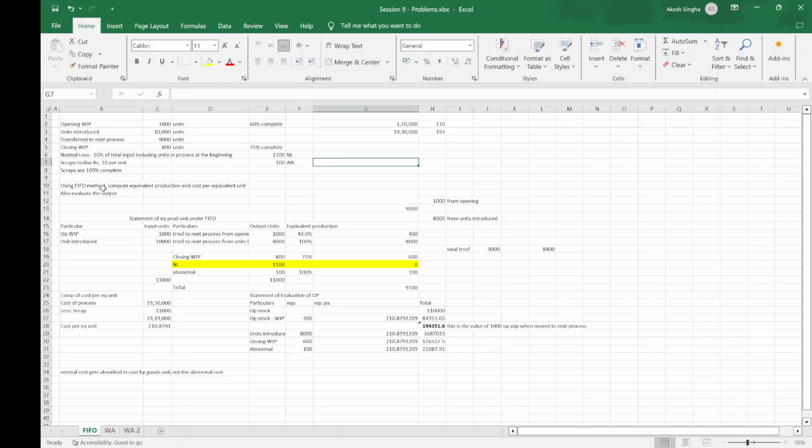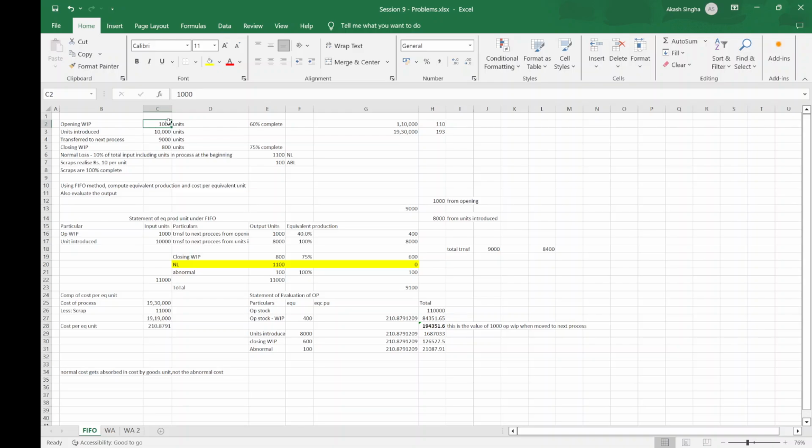Okay, now using FIFO, we have to calculate. So, statement of equivalent product units under FIFO. That means transferred is 9,000. So we have to calculate from which batch how much is provided. So opening work in progress was there at the very beginning.